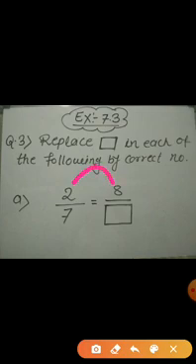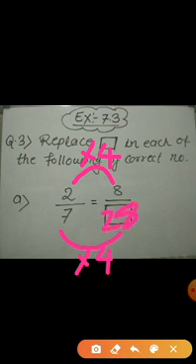What is the relation between 2 and 8? 2 4s are 8, right? Here, the numerator 2 is multiplied by 4 to get 8. Since numerator is multiplied by 4, denominator should also be multiplied by 4 to get the missing number or to find out the equivalent fraction. Now 7 4s are 28. Hence the missing number is 28.